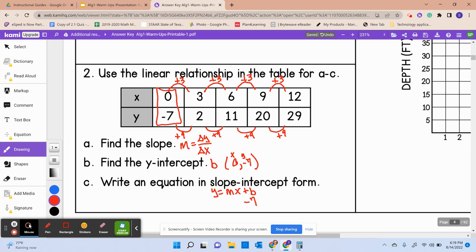So that means that the change in y, and you have to be careful, the change in y was plus 9, and the change in x on the top was plus 3. So 9 divided by 3, that reduces to 3. So here the slope is 3. So now you'll know y equals 3 times x minus 7.